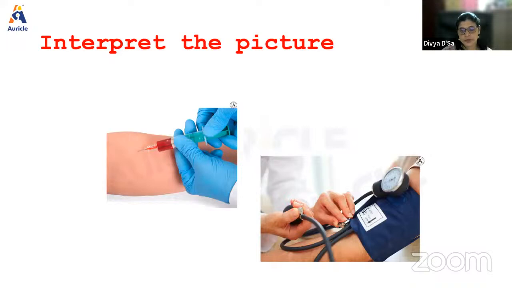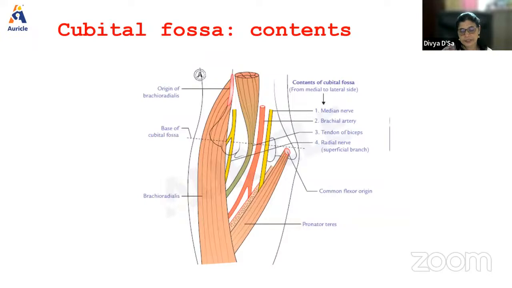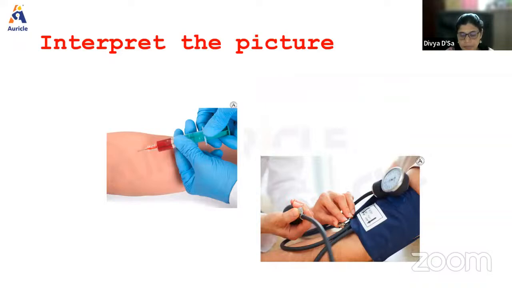Why this cubital fossa is important is that the brachial artery is present there, along with these nerves. We measure the blood pressure there. The median cubital vein is present in the roof. From the median cubital vein, we draw blood for any investigations, or we can also give intravenous injections there. So that is its importance.